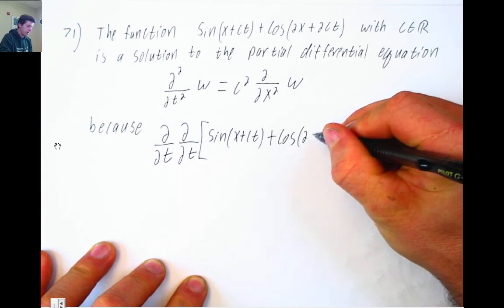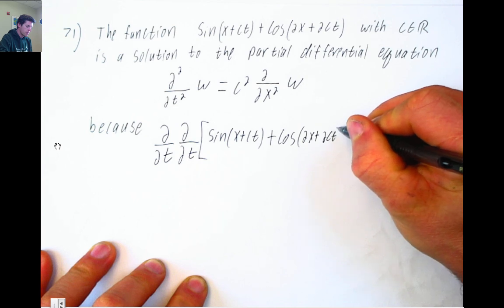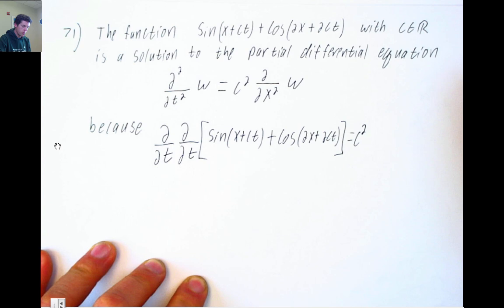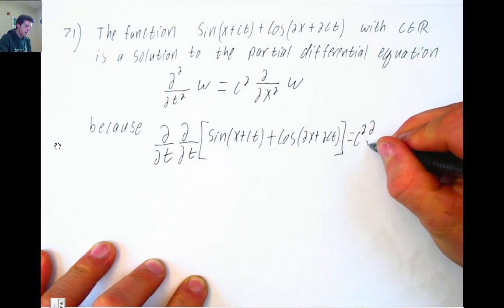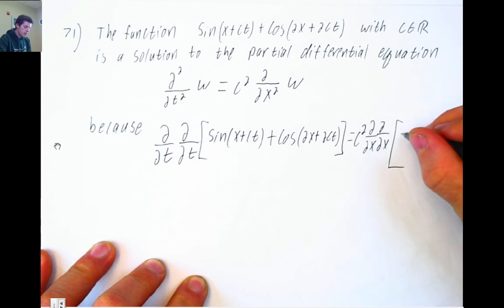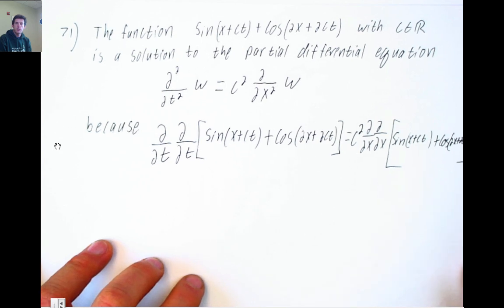I can't stand the silence. I might have to sing something. 2x plus 2ct in parentheses, okay, good, is equal to c squared. Now I'm going to have to use a slightly smaller font. d dx of sine of x plus ct plus cosine of 2x plus 2ct in parentheses. Why did I choose such a large function? I just barely fit it on the page and did not fit it on the screen.